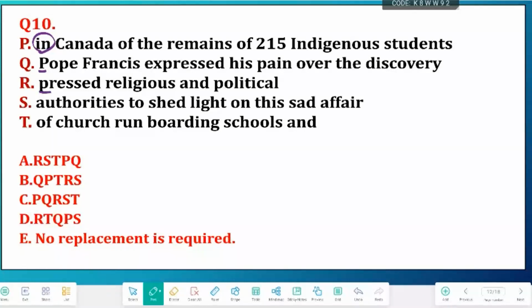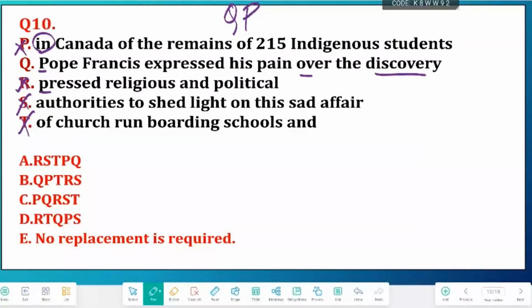I assume that you must have already solved this. So let's delve into this and quickly solve this also. Now, we can eliminate P, it is in small case. Francis is there, we cannot eliminate this, we can eliminate this, we can eliminate statement S also, and we can eliminate statement T also. What are we left with? Nothing except Q. So what is statement Q saying? Pope Francis expressed his pain over the discovery. Where is the discovery given in your P statement? Over the discovery in Canada.